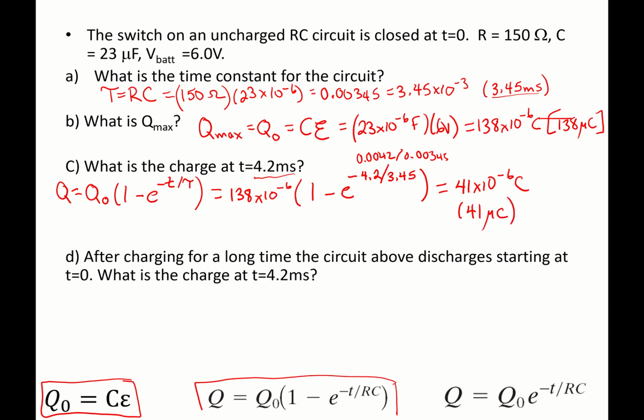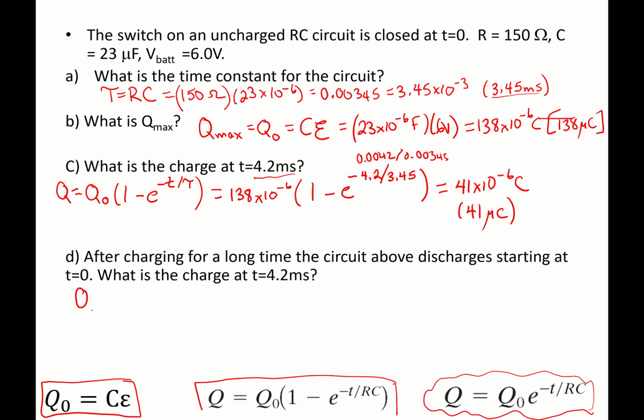Okay, so now after it's been charging for a long time, we take the battery out of the circuit and let it discharge. We're going to restart our clock when we disconnect the battery. We want to know what's the charge after it's been discharging for 4.2 milliseconds. So now I need to use the third equation, the one for discharging.